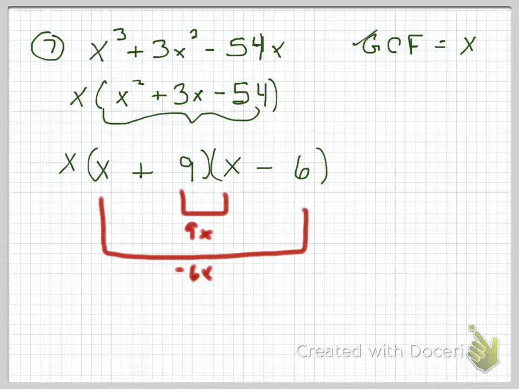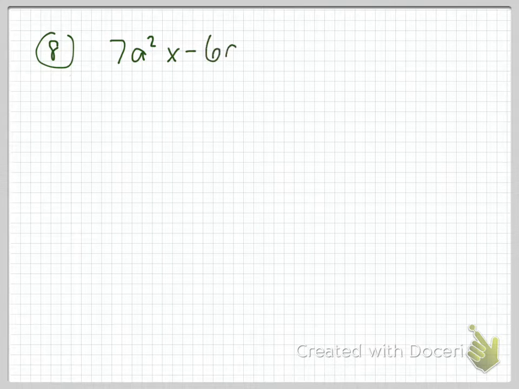Okay, let's go to problem number 8. Problem 8. Last one. We've got 7a squared. Oops, let's erase that and use the right pen. Use this pen. Problem number 8. We've got 7a squared x minus 6a squared minus 7x plus 6. It's very similar to the very first problem we did.